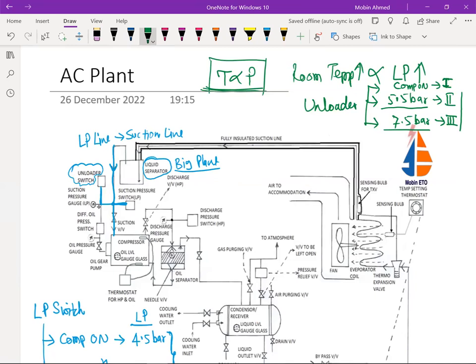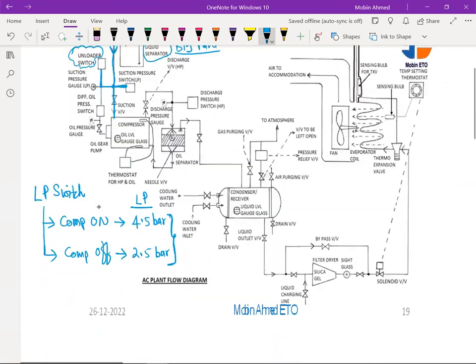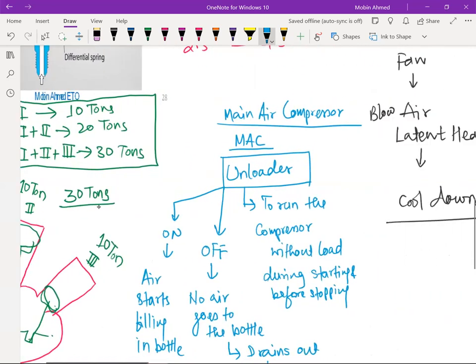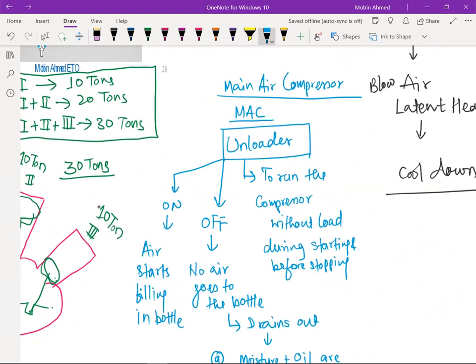Next. Sir, how is it draining out moisture and oil from the line? Which one? Sir, you mentioned it inside the unloader. No, that I told for the main air compressor, not for this. So there is the unloader of the main air compressor and the refrigerant compressor.